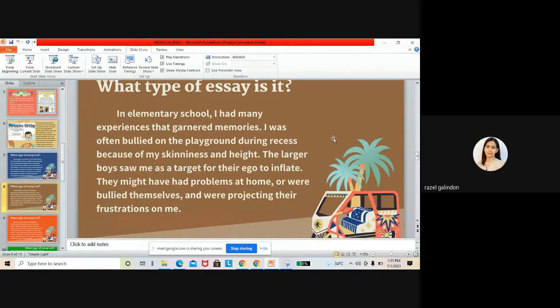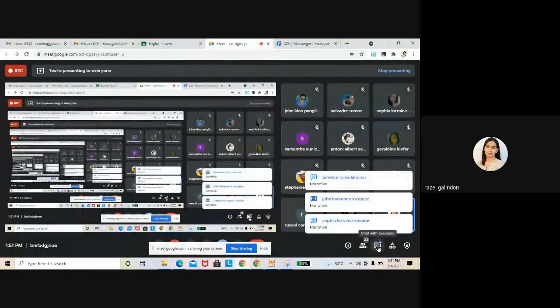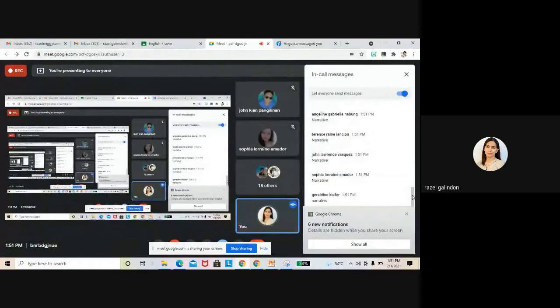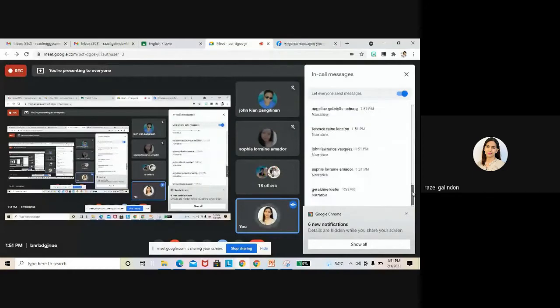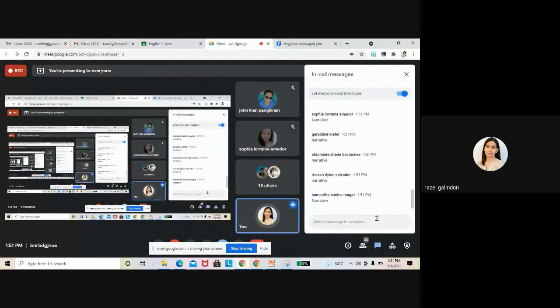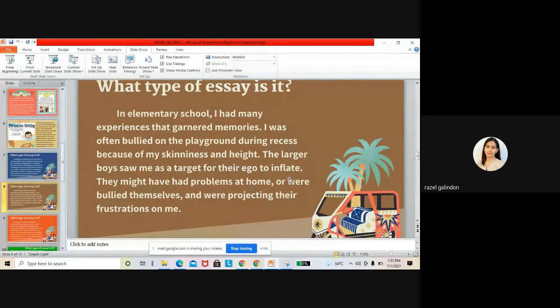Okay, thank you so much, Sophia. Okay, it's very clear. So here, what do you think? What type of essay is it? You see the chat box? Ay, ang dami na palang sumagot. Okay. So, everybody answered narrative. Okay, very good. So, this is an example of narrative essay. Because the writer here is sharing his or her experience during elementary years, no? So, this is a narrative essay telling a story.